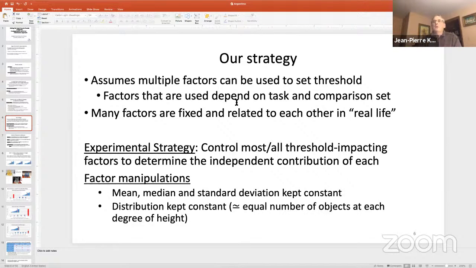For the experiments we're going to report on today, we basically kept almost constant, as much as possible, given the real world, because there are interactions between these variables, the median and the standard deviation. And we also kept the distribution constant. Basically, that meant that there was a roughly equal number of objects at each degree of height, 1, sometimes 2. So it's a flat distribution, which is somewhat unnatural for a naturally occurring set of objects in the world. But that's the way we wanted to keep everything constant.